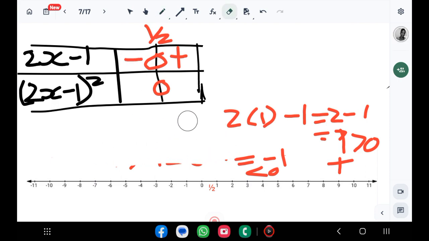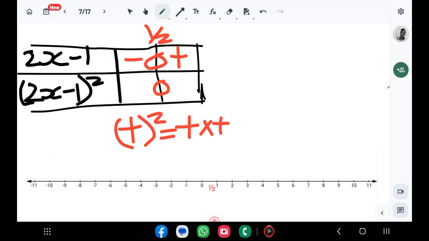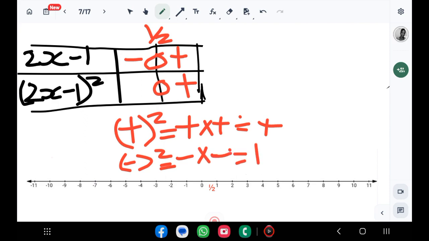Now let's see what happens to the function f of x when it comes to the signs. f of x is simply equal to the square of that. So the square of positive will be positive. That's positive times positive, which is equal to positive. So it will be positive on the right hand side. What happens on the left hand side? Negative all squared. That's negative times negative, which is equal to positive as well.